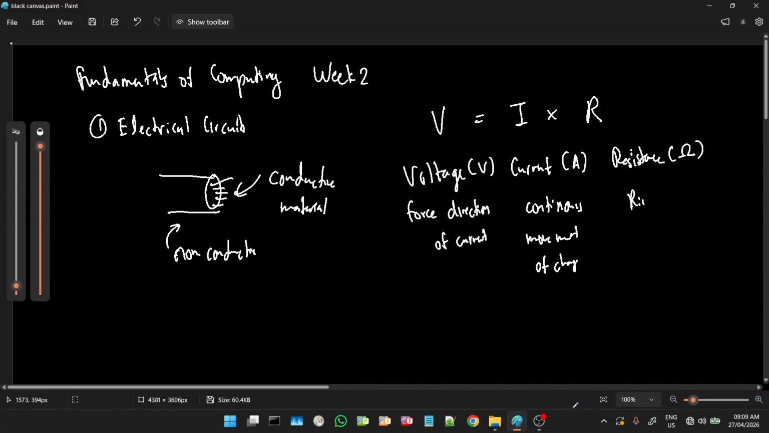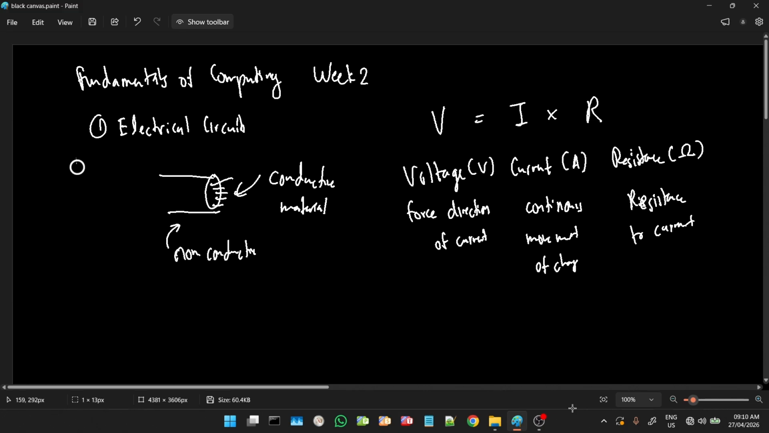It is, as the name suggests, a resistance to current movement. There is nothing that can move freely. There is always a loss of stuff. So this is all there is when it comes to electrical circuits. We should know that V is equal to IR: voltage is equal to current times resistance. So that is all there is about electrical circuits. I know it's so tiny, but anyways, let us keep moving on.